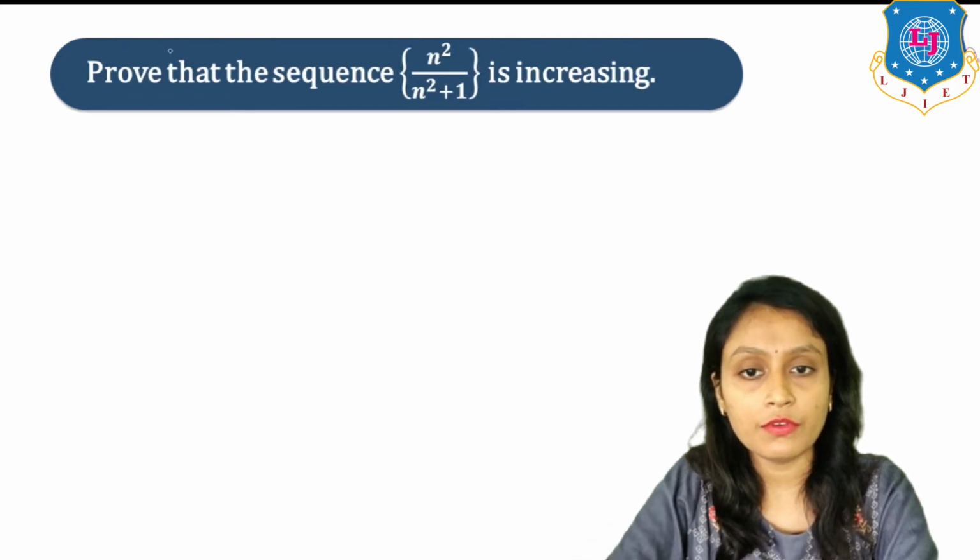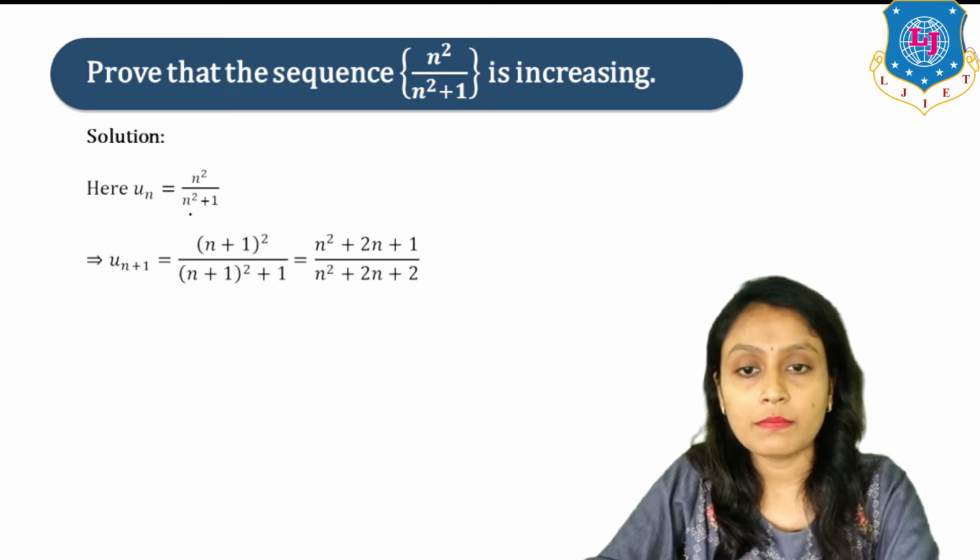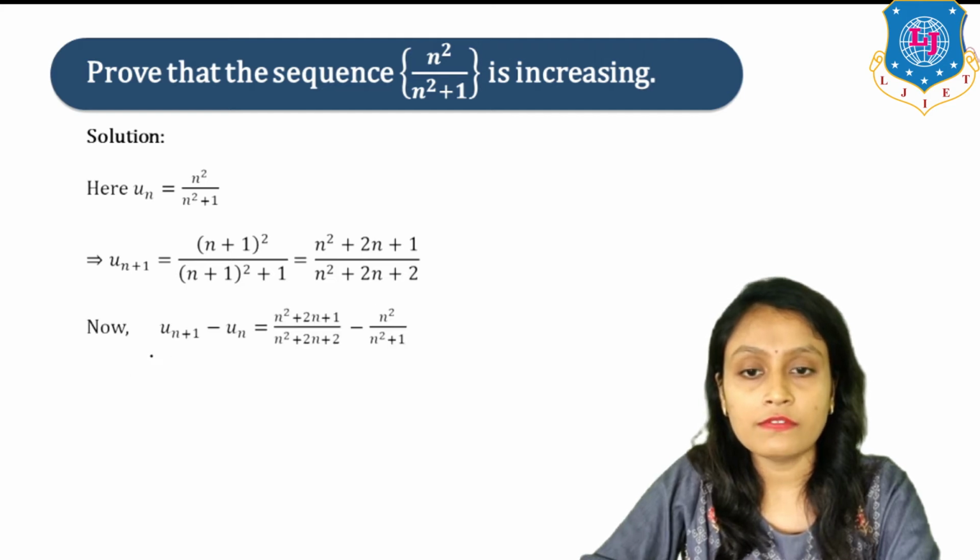Now, one more example. Prove that the sequence n square upon n square plus 1 is increasing. So we will write Un equals n square upon n square plus 1. Now Un+1: in place of n we have to write n plus 1. So here we have n plus 1 whole square upon n plus 1 whole square plus 1. Now simplify this. You will get n square plus 2n plus 1 upon n square plus 2n plus 2. Now we will solve Un+1 minus Un.